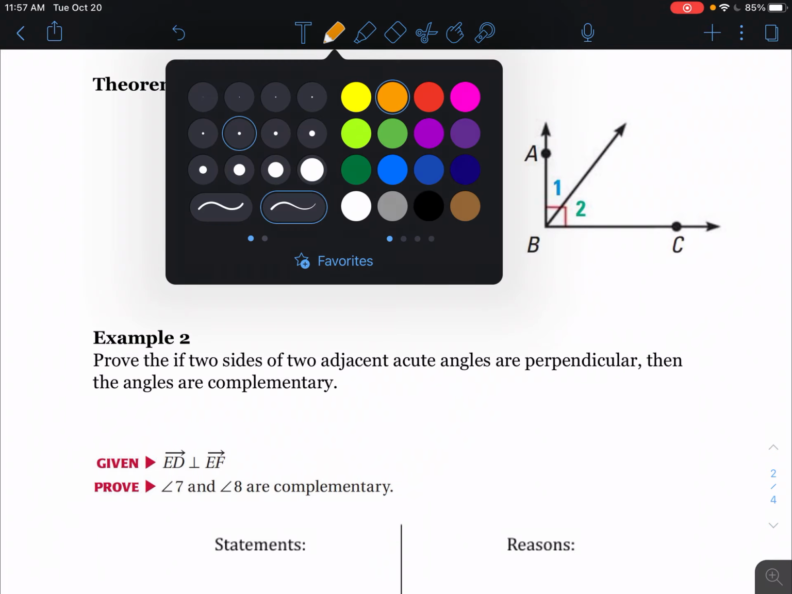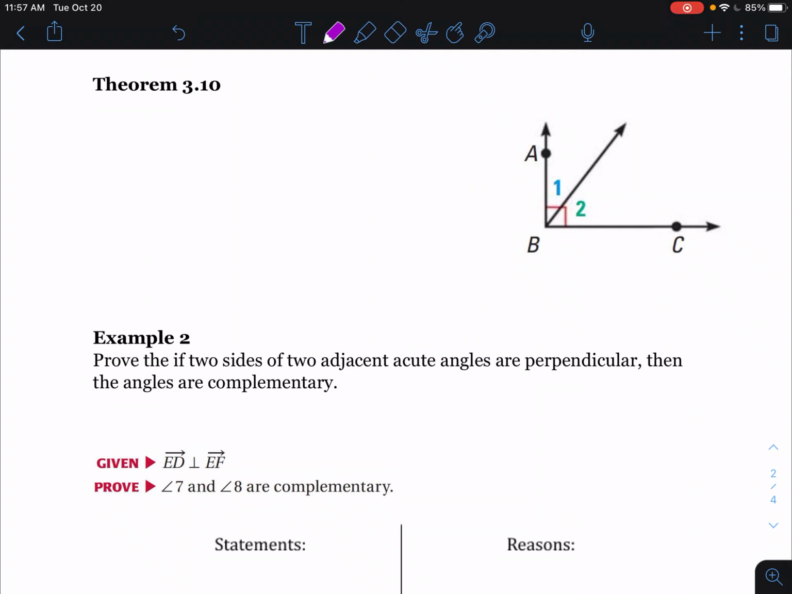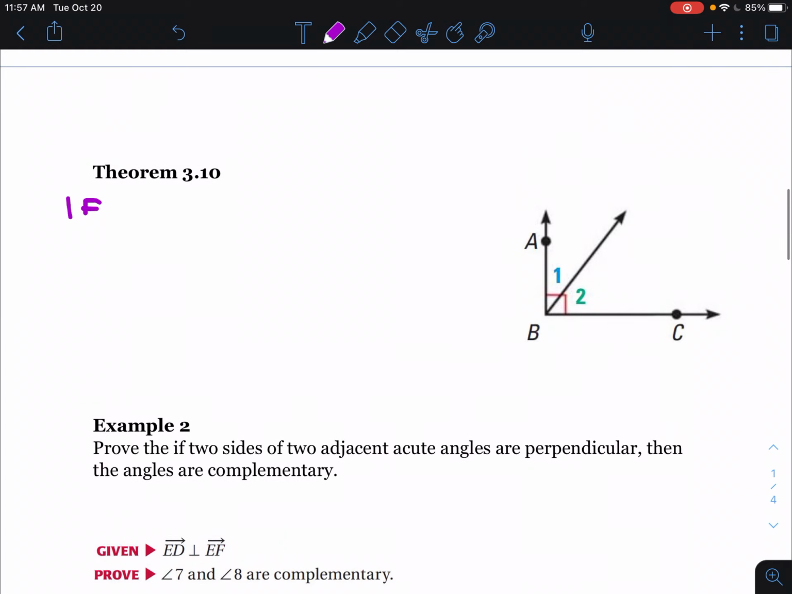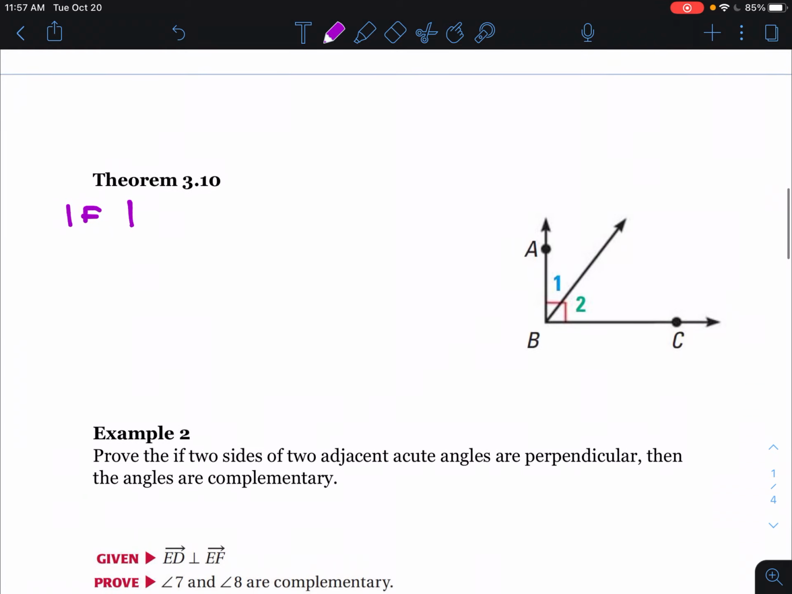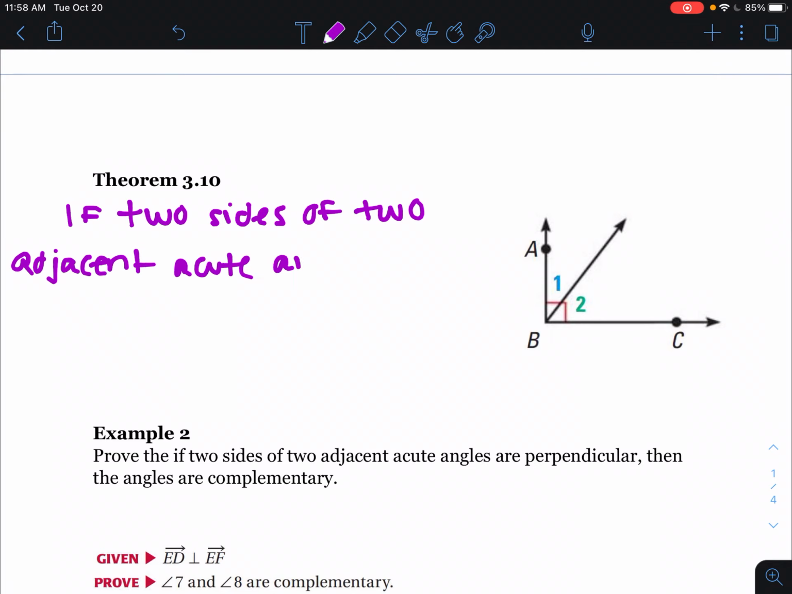Okay, moving on to Theorem 3.10. Theorem 3.10 says if two sides of two adjacent acute angles are perpendicular, then the angles are complementary.